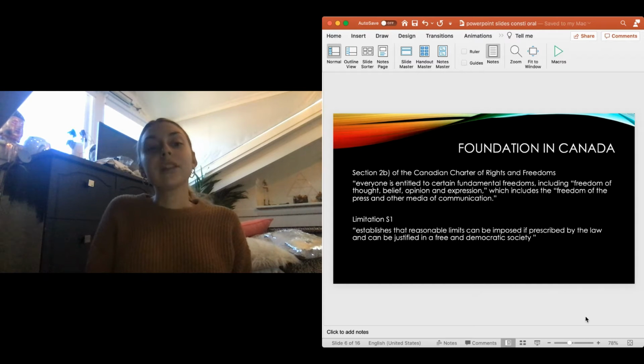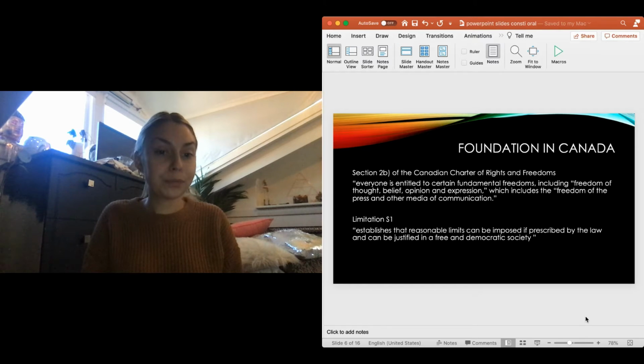In Canada, Section 2(b) of the Canadian Charter of Rights and Freedoms, which is included in Canada's Constitution, establishes the right to freedom of expression. It states that everyone is entitled to certain fundamental freedoms, including freedom of thought, belief, opinion, and expression, which includes the freedom of the press and other media communication. Expression includes both content and form.